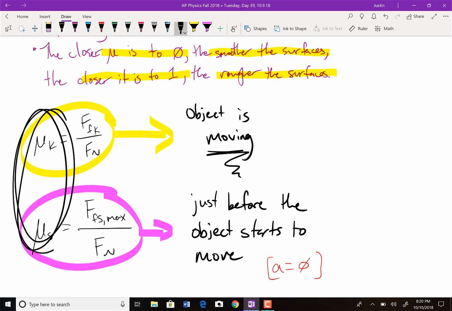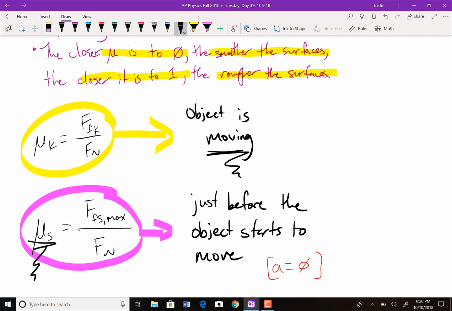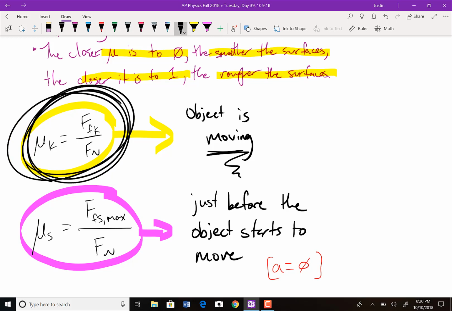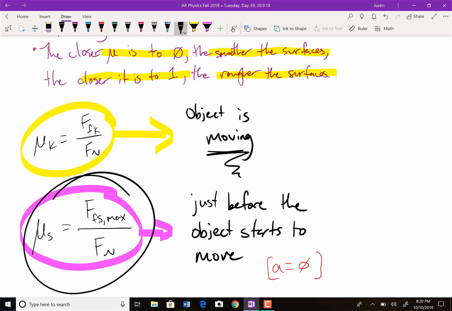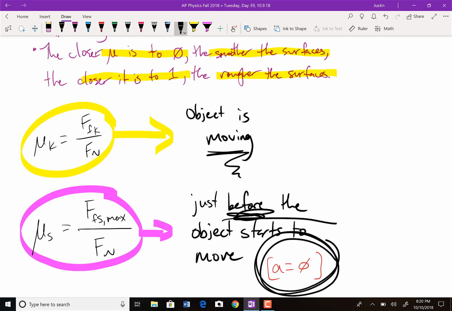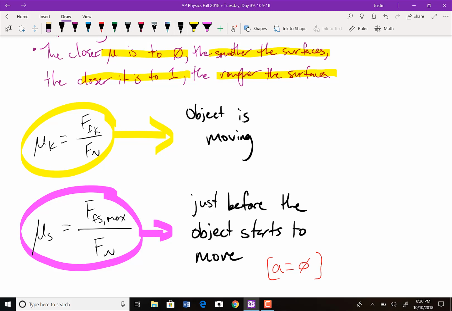Both of these you can see either in your textbook or look up online. If you look up the coefficient of kinetic friction, that's this value. If you look up the coefficient of static friction, that's this value. If an object is just about to move, you would use this relationship. If an object is moving, you use this relationship. Mostly you'll use kinetic friction, but every once in a while you'll have to use static friction. And when an object is just before it's about to move, the acceleration of the object is 0 at that moment because it hasn't moved yet.